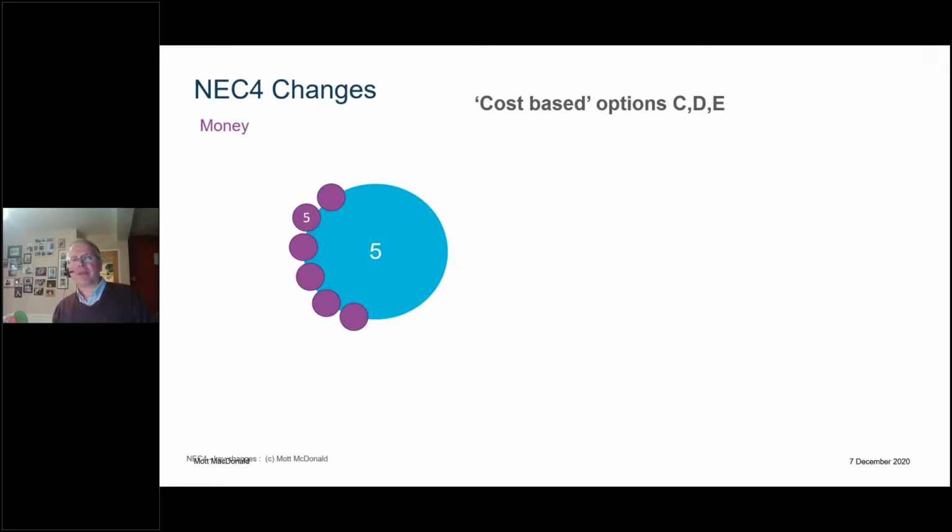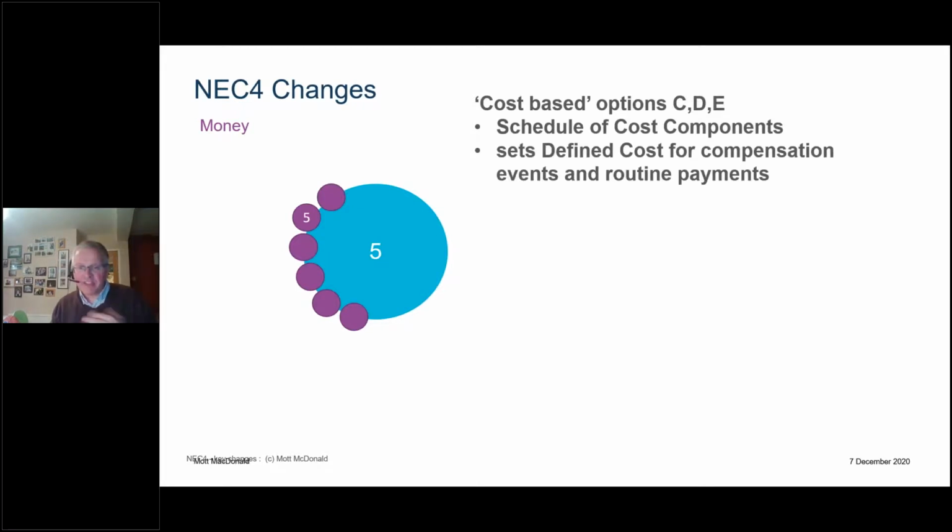Now then, cost-based options C, D, and E. This is where we're paying the contractor routinely for the real cost that they're incurring in doing the job. In the document called the Schedule of Cost Components, that hasn't changed. With the cost-based options C, D, and E, that's used for compensation events, but also for routine payments. That's not changed. That's as it was in 3.